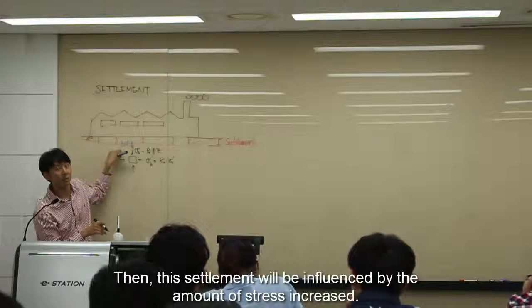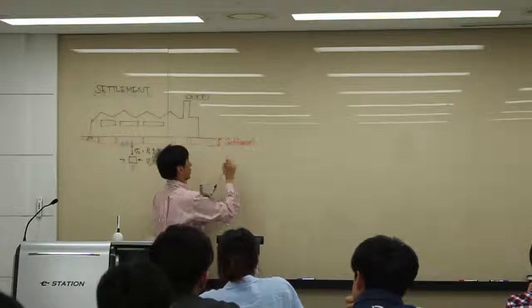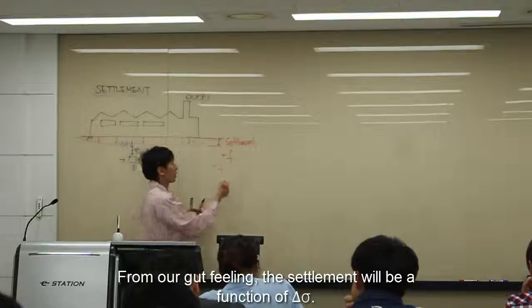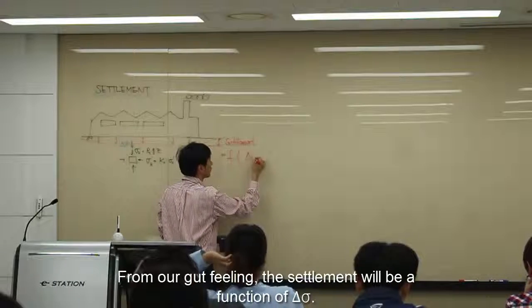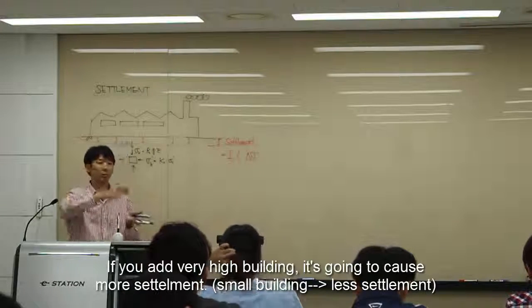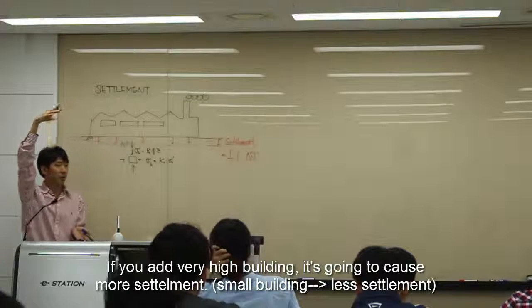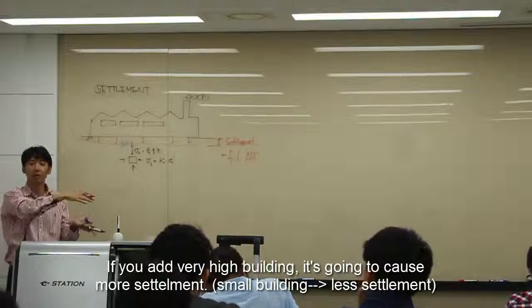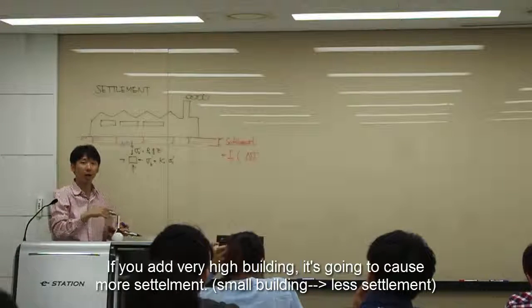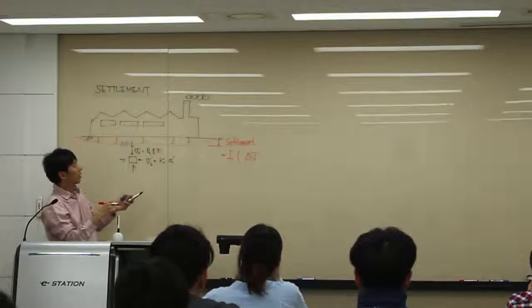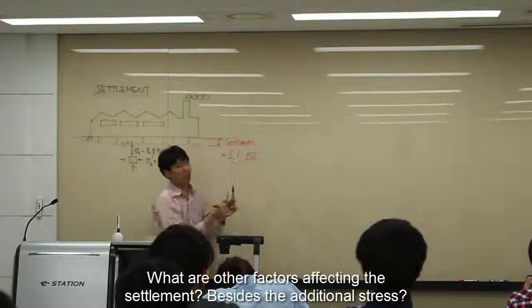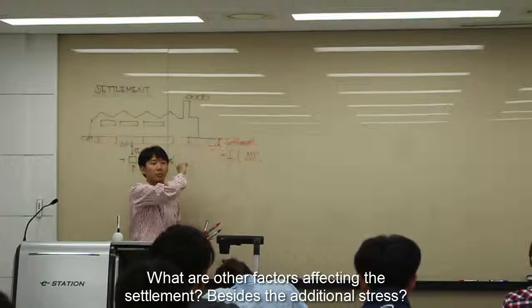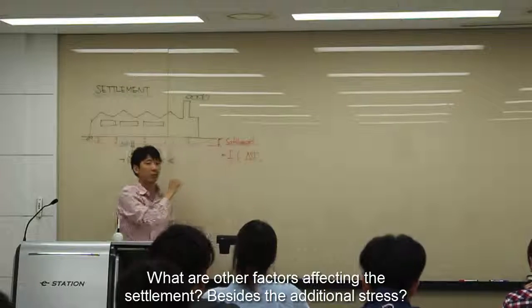Right? So if we just think from our gut feeling, the settlement will be a function of delta sigma. If you add a very high-rise building, then it's going to cause more settlement. If you have maybe a two-story building, then it's going to cause less settlement than the high-rise building. Right? Then what else? What will be the function? What's affecting the settlement besides the additional stress?